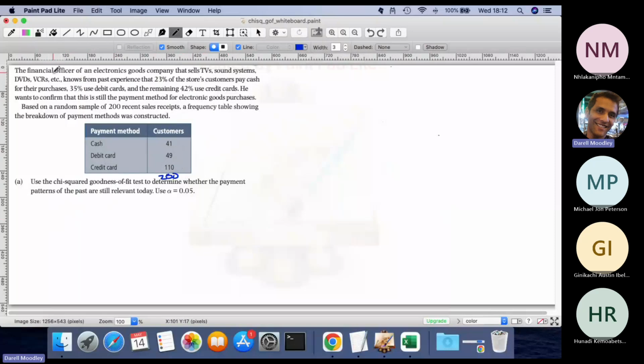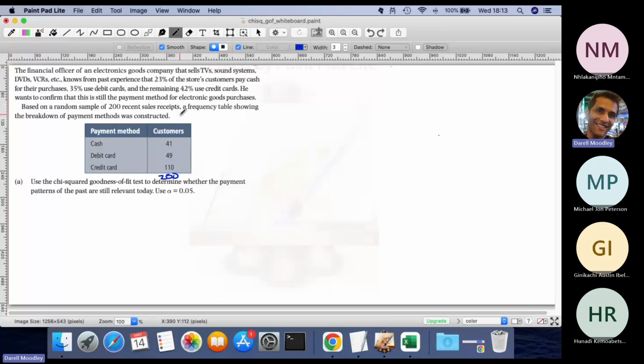And if you read the question, it says, financial officer of an electronics company sells TVs, sound systems, DVDs, VCRs. So this must have been a while ago, because these DVDs and VCRs are almost non-existent now. We know from past experience that 23% of the store's customers pay by cash, 35% pay by debit card and 42% pay by credit card. So you want to confirm that this is still the payment method for electronic goods, right? Based on a random sample of 200, this is what they observe now.